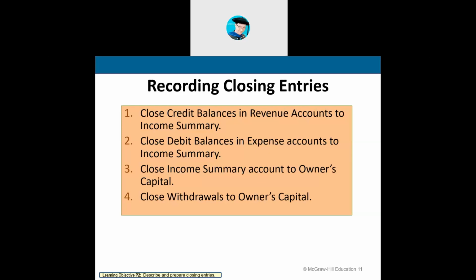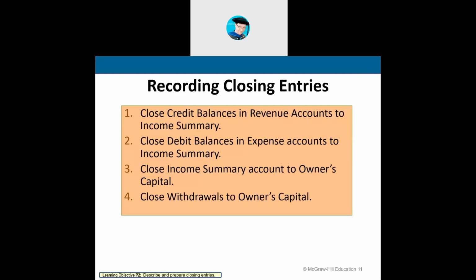Throughout the month, to represent sales, we've been crediting our revenue accounts. Now what we need to do is debit the revenue accounts to match the total that we've credited throughout the month. So we debit our revenue accounts the same amount that we've been crediting them, and then we credit income summary. Debit revenue account, credit income summary. That closes the revenue accounts.